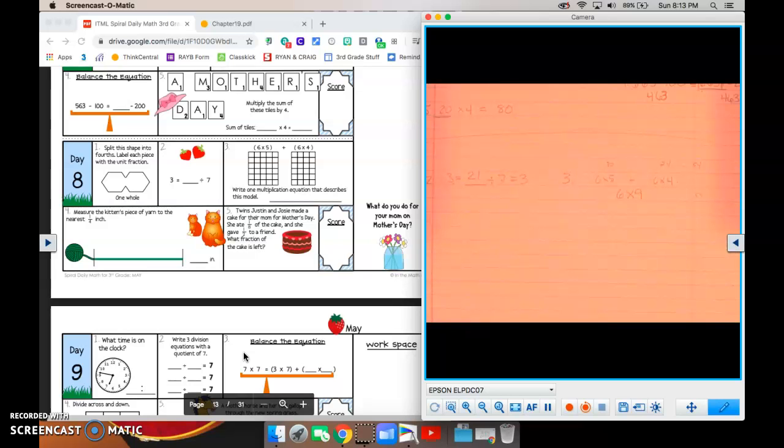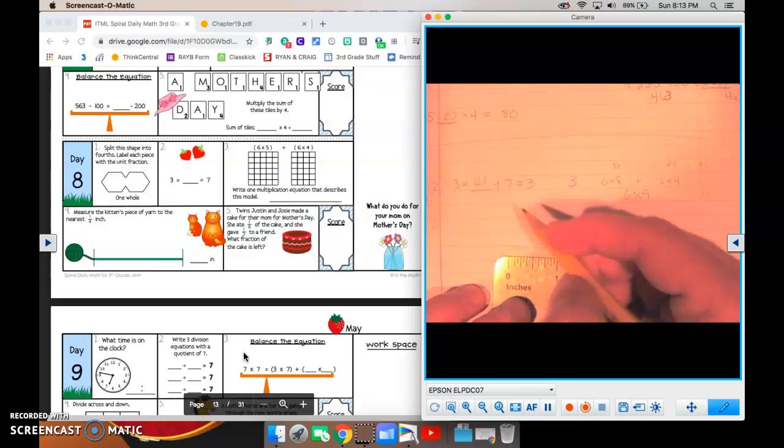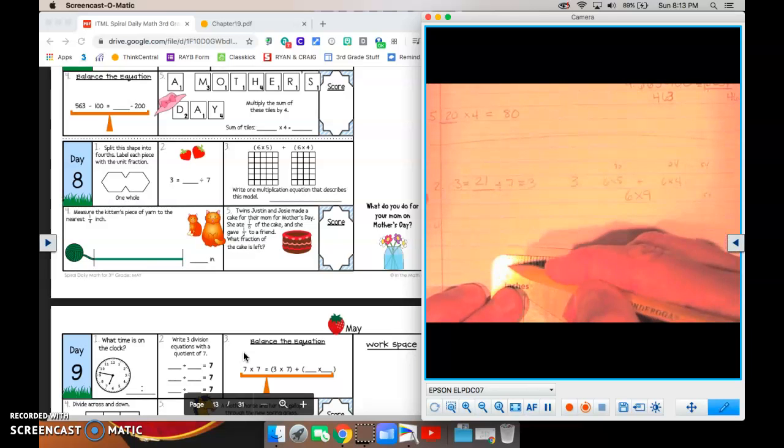All right, here we are. Number 4 says, measure the kitten's piece of yarn to the nearest 1/4 inch. So again, guess what? Don't have that exact piece of paper. So what I can tell you is, here I have some stickers from the kids. So I can measure this to the nearest inch, and I'll go this way, okay? Might be kind of hard to see on here, but I think we can do it. To the nearest 1/4 inch. So I'm going to take it, again, number 1. Remember, zero it out, right? Line it up.